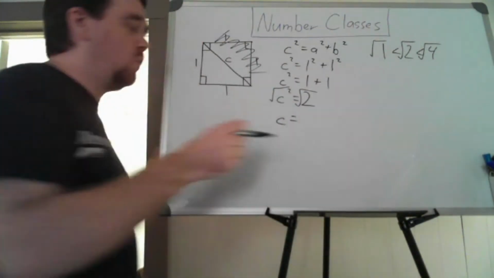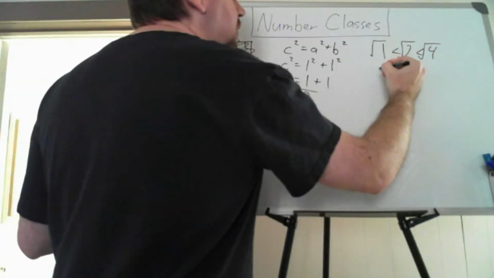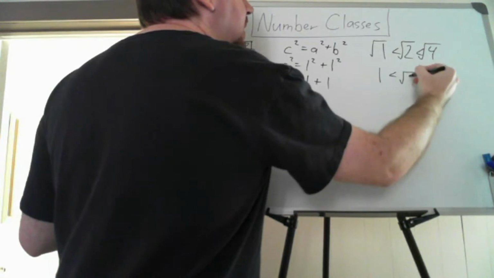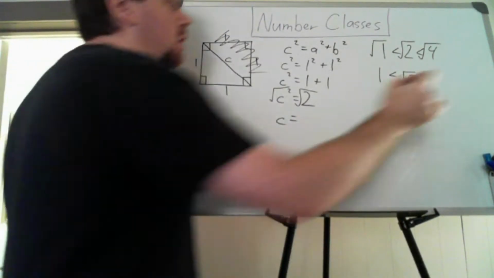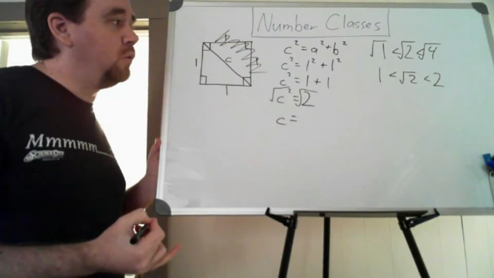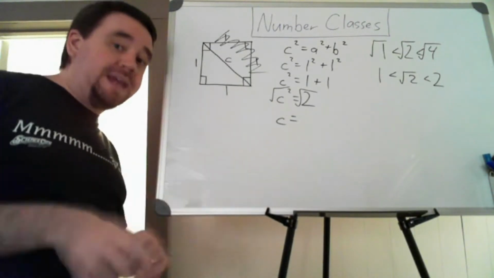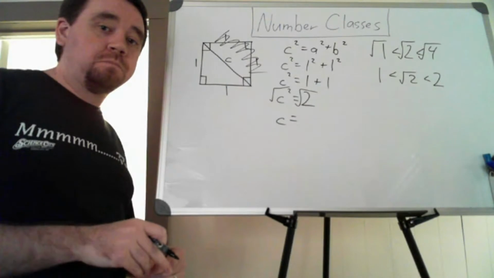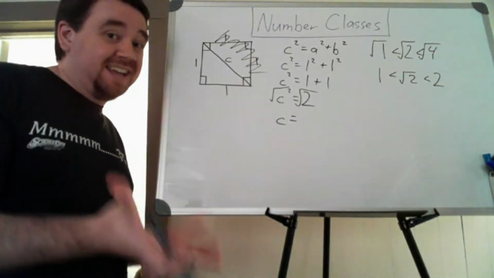Square root of 1. What times itself equals 1? Well, that's just 1. 1 times 1 is 1. So the square root of 1 is 1. And square root of 4, what times itself is 4? Well, 2 times 2 is 4. So 2 times itself, so square root of 4 is 2. So that means the square root of 2 is somewhere between 1 and 2. Where? I don't know. And since I don't know the answer, I kind of leave it where I am.